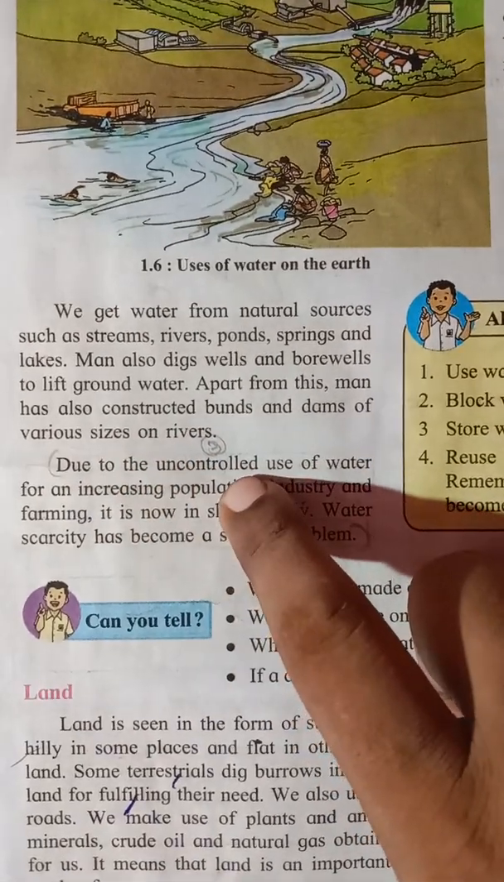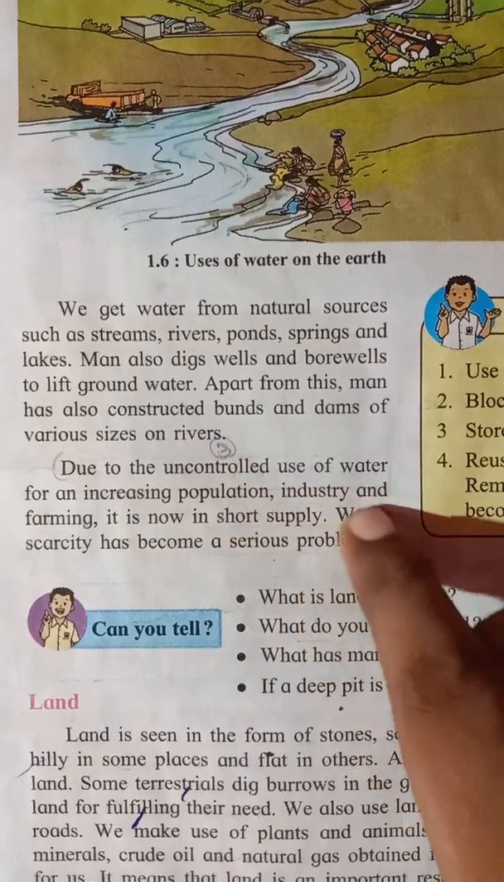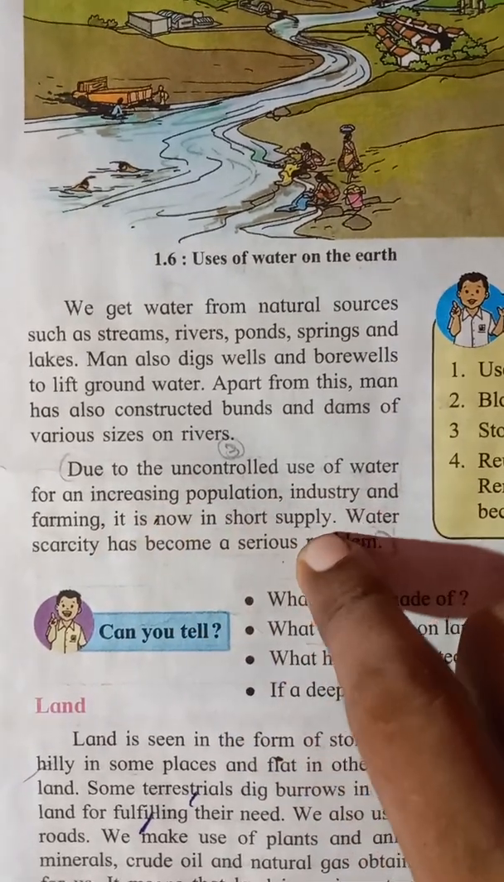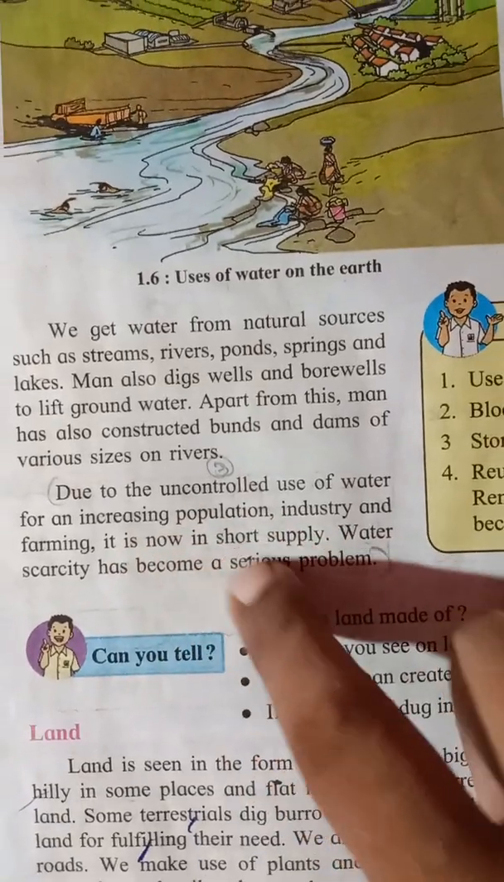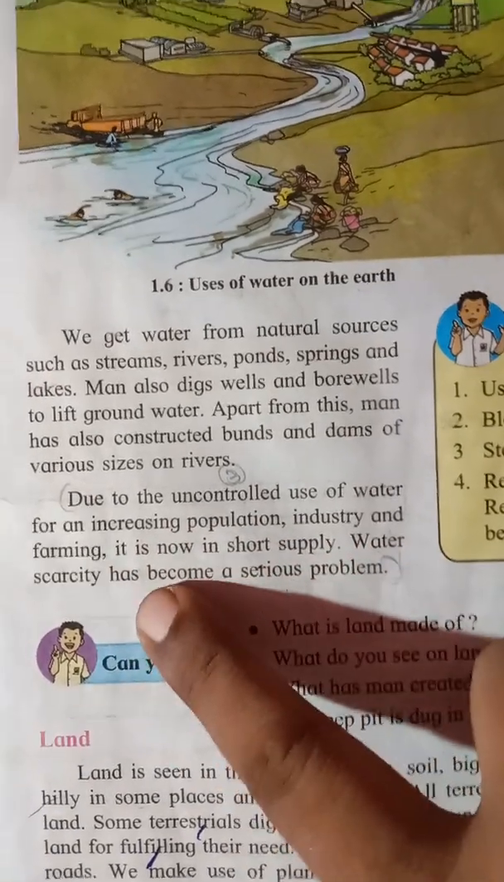Due to the uncontrolled use of water from the increasing population, industries, and farming, it is now in short supply. Water scarcity has become a serious problem.